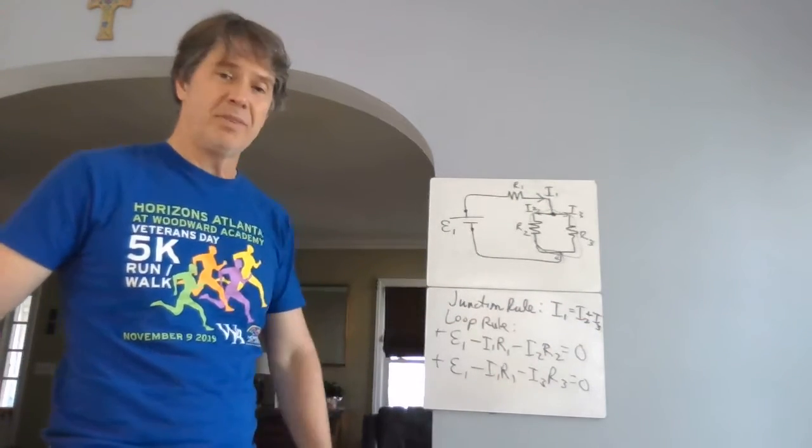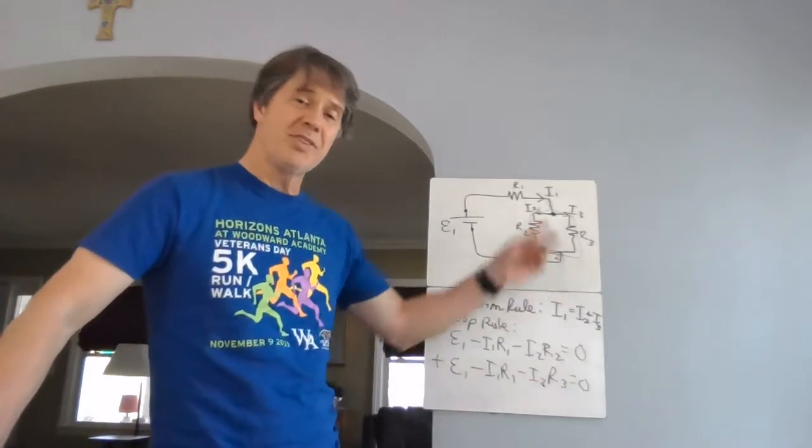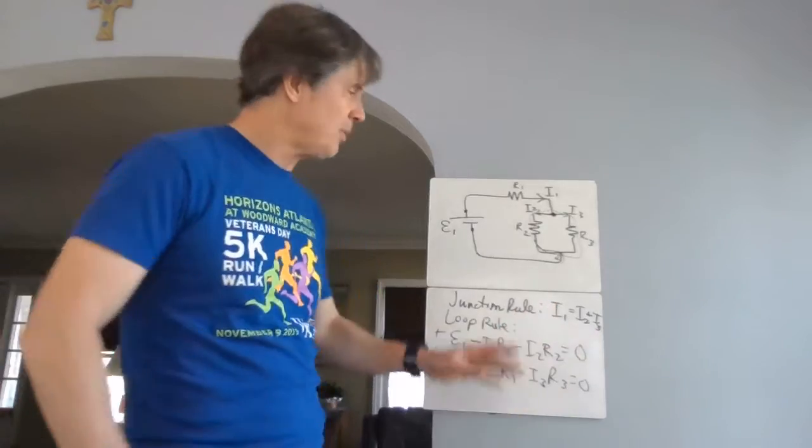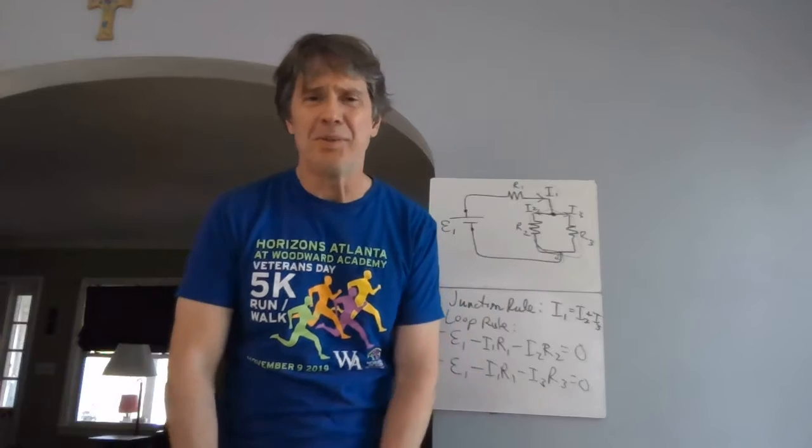It's 3 equations. There's 3 unknowns. The 3 currents are probably the unknowns. Let's say they are. Let's say the resistances are known. So I could solve that. But why? I know how to do this anyway.